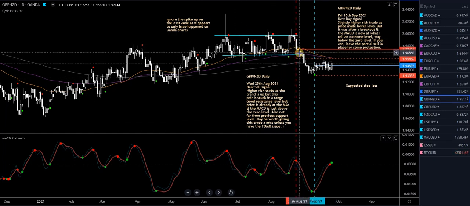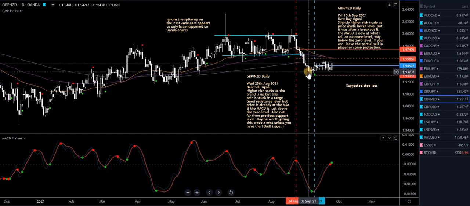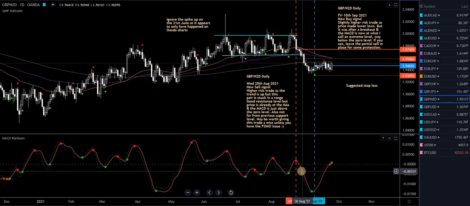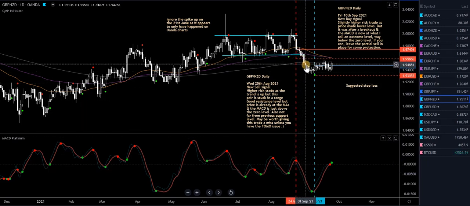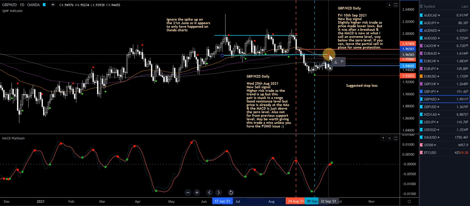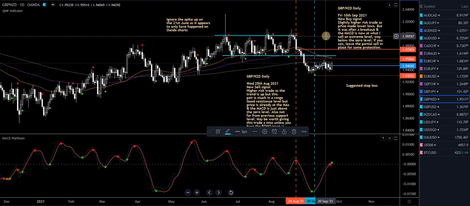We're in the range here. Eventually it broke. I've dragged my stop down. The stop's at this level here for the sell. So we closed half when we broke this range, and the MACD Platinum's through the zero level. So that's your trade management ideas. In the meantime, we could probably extend this along here a bit because this will possibly become resistance. We'll just put that there.